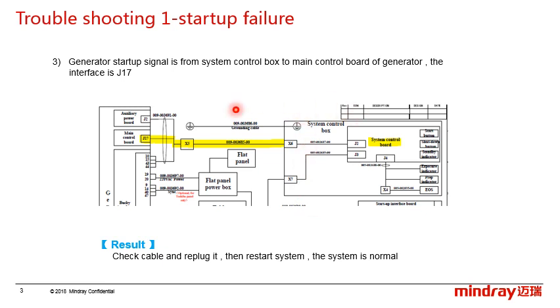And from this circuit, we know that the generator startup signal is from the system control box to the main control board by this cable, from X6 to J17. So we need to recheck the cable and replug it in, then restart the system. The system becomes normal.